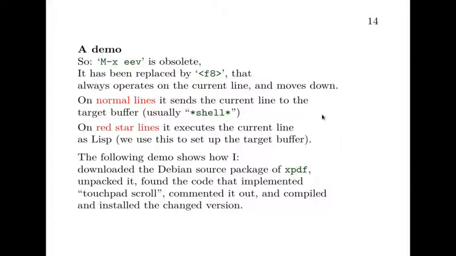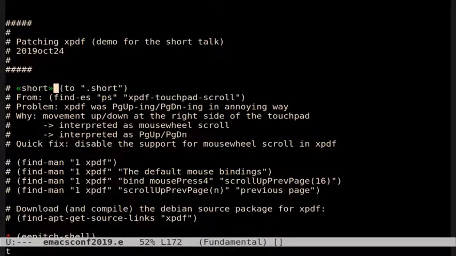Okay, let me show a demo now. I mentioned that meta-xev is now obsolete. It has been replaced by something that we run by just typing F8 that always operates on the current line and moves down. Let me show an example of executable nodes and how to play them back.